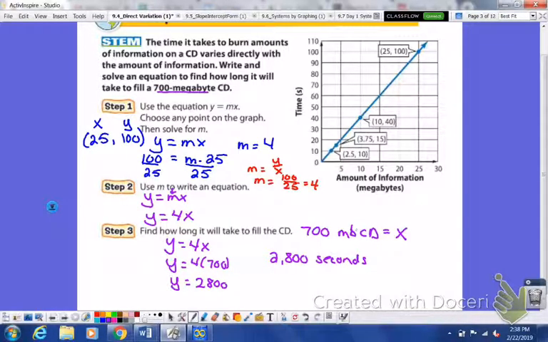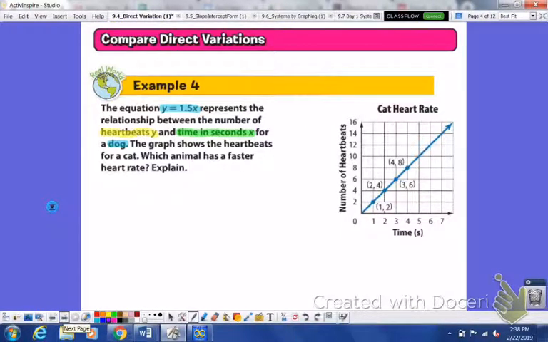Okay, one more example for this lesson. Comparing direct variations. The equation y equals 1.5x represents the relationship between the number of heartbeats y and the time in seconds x for a dog. The graph shows the heartbeats for a cat. Which animal has a faster heart rate? And make sure you explain.